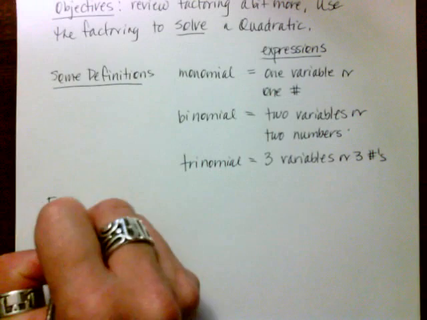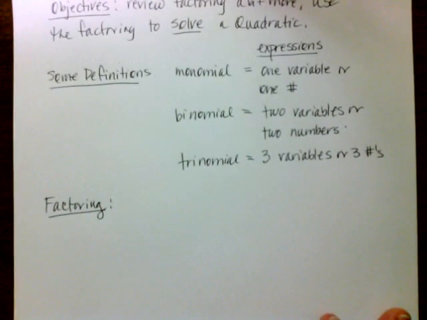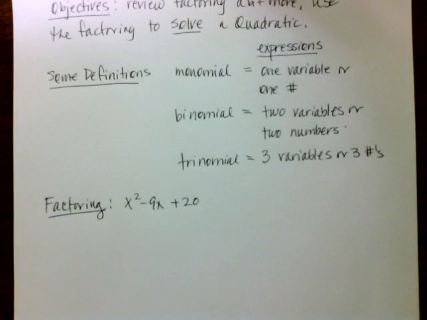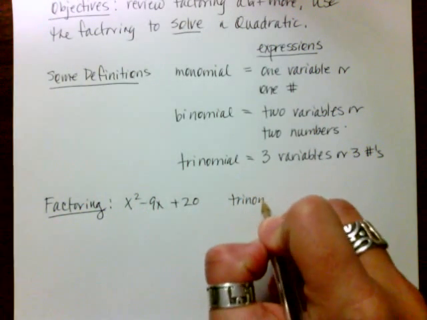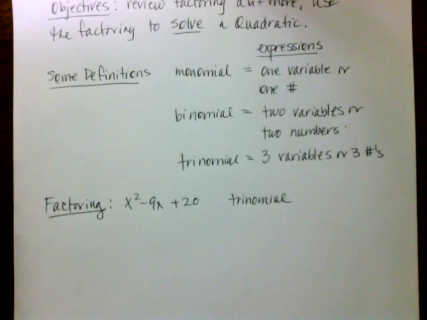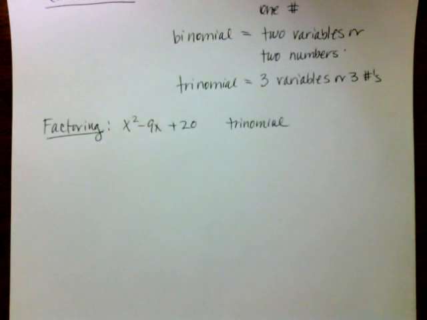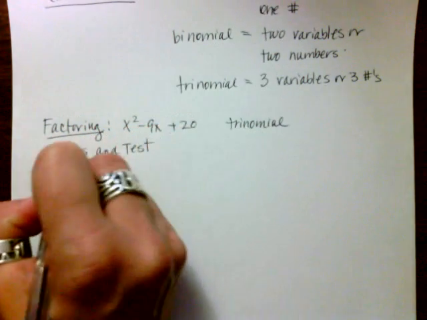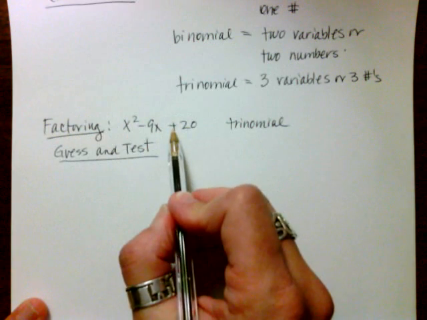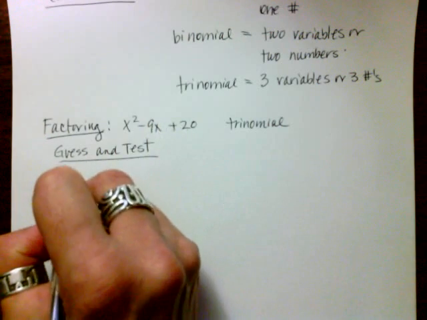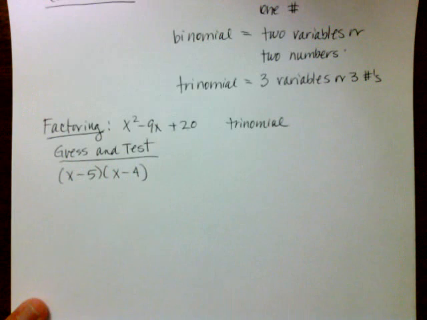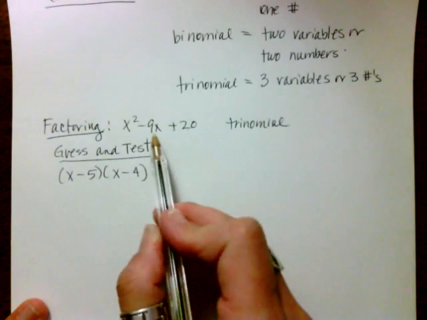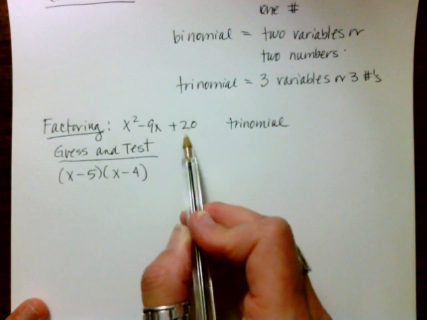All right, so what I want to do first is go back and review our factoring, and I'm going to do it both ways. I have x squared minus 9x plus 20. Notice this is a trinomial because it has three terms. I can factor my trinomial into binomials. If I do guess and test, the factors of 20 both have to have the same sign and add to give me 9, so it's x minus 5 and x minus 4. If I check, this gives me x squared, a negative 5x and a negative 4x gives me the negative 9x, and a negative 5 times a negative 4 is a positive 20.